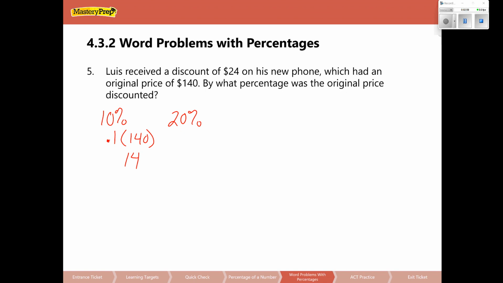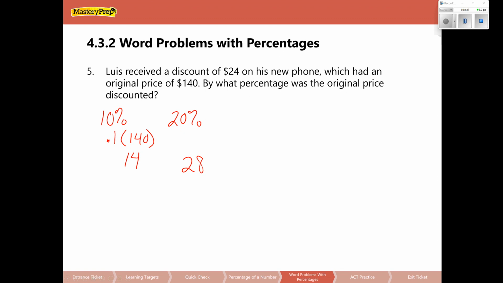What's 10%? Not 24, 20. Because if we double 10, it's 20. So 14 doubled would be 28, yes? So what do we expect the percentage to be between 10 and 20, yes? And again, with our multiple choices, we can see which one fits.